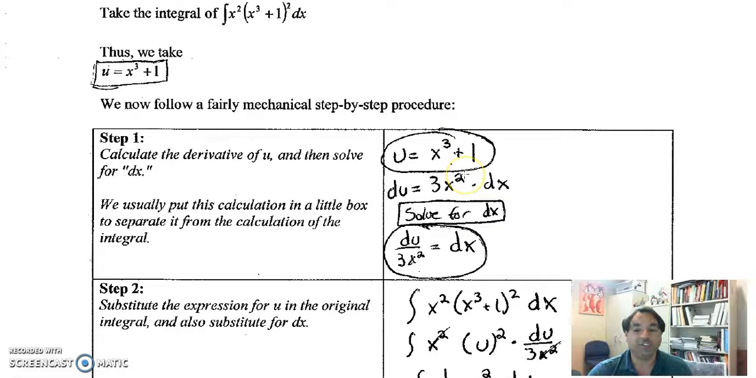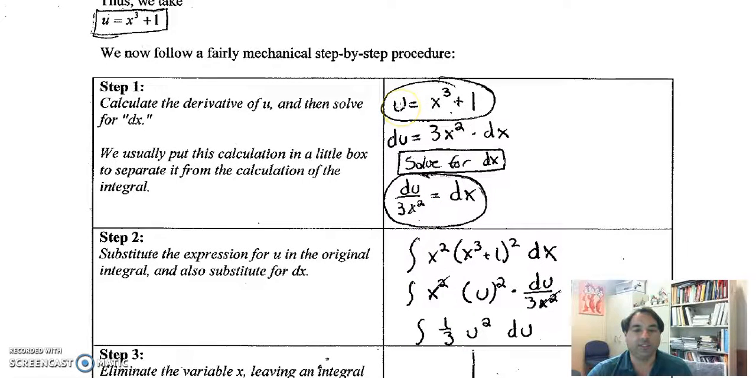And then our first step is to take the derivative. So u equals x cubed plus 1, the derivative of u with respect to x, du over dx, equals the derivative of x cubed, which is 3x squared, and the derivative of 1 is 0. So we'd have du over dx equals 3x squared. Well, we want to get dx by itself, so we do dx times 3x squared equals du times 1, which is du. But we're trying to get dx by itself, so to get rid of times 3x squared, we divide both sides by 3x squared, so we get dx equals du over 3x squared.